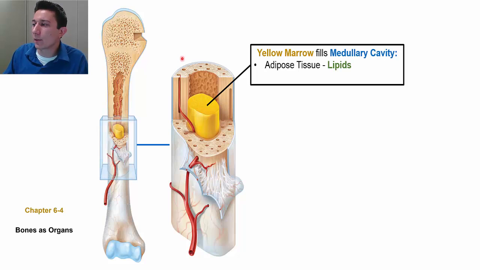Going back to Chapter 3 and Chapter 4, yellow bone marrow is made out of adipose tissue. Adipose tissue mostly stores lipids inside of it, and so recall that lipids are able to be used by the body to create ATP energy.